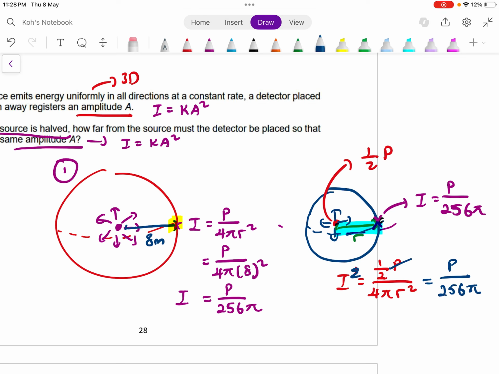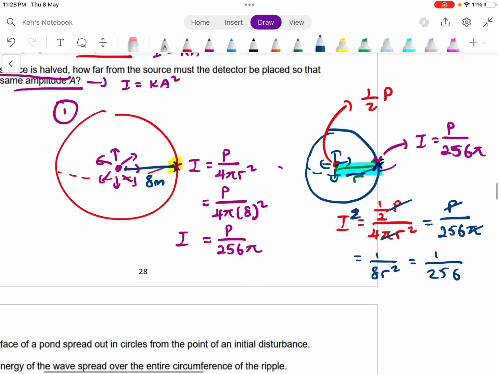Okay, so the P can cancel away, and the pi can cancel. I shouldn't multiply by the 4, but never mind. So this part is 1 over 8 r squared is equal to 1 over 256. So what we can do is a bit of manipulation. The r squared is equal to 256 over 8, which is about 32. So for my r, just do the square rooting.